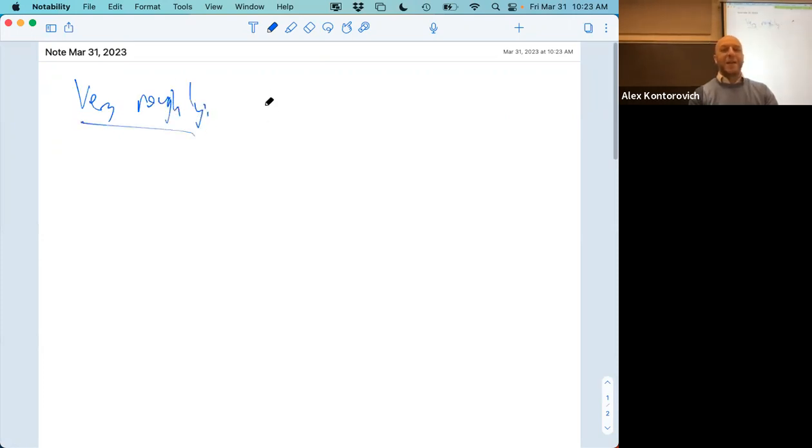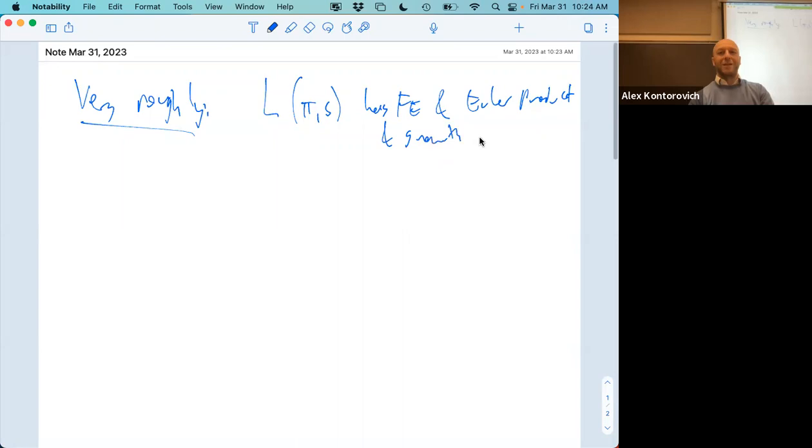Very, very roughly, what you want to know is that it's not enough to know that an L function has a functional equation and analytic continuation and Euler product and moderate growth rates. I mean, there are some conditions that you need on growth rates. It's not enough from these facts to conclude that this is the L function of some automorphic representation.